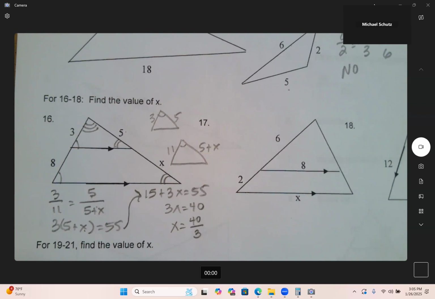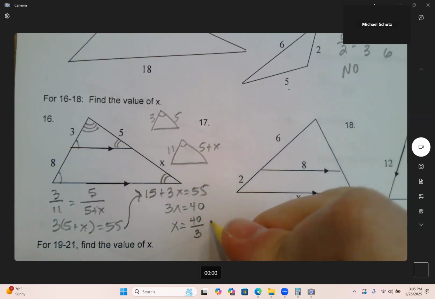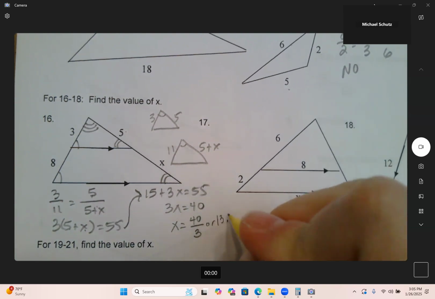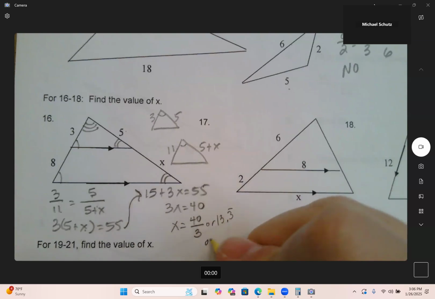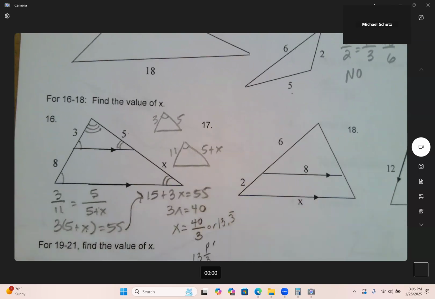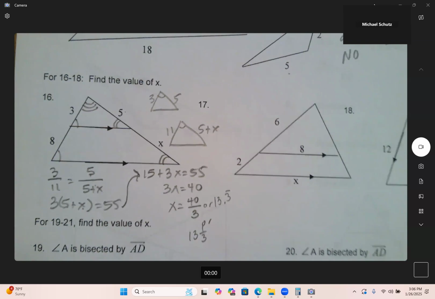or 13.33333 forever. So you can make it 40 thirds, you can make it 13.3 repeating, or you can even make it 13 and 1/3 like that. Any of those answers would be acceptable.